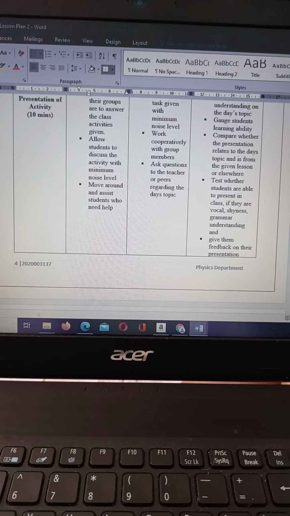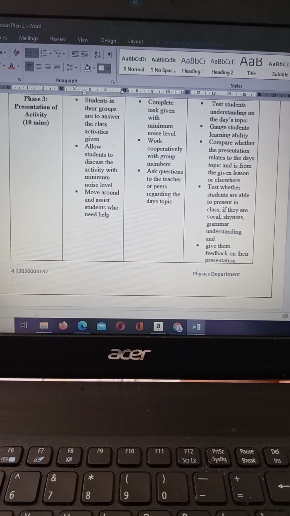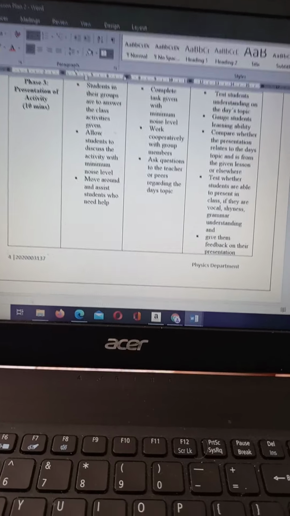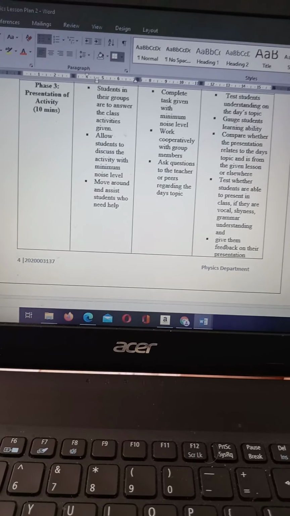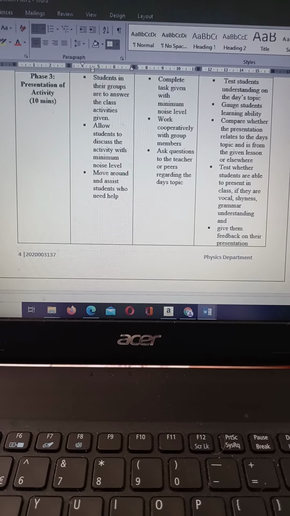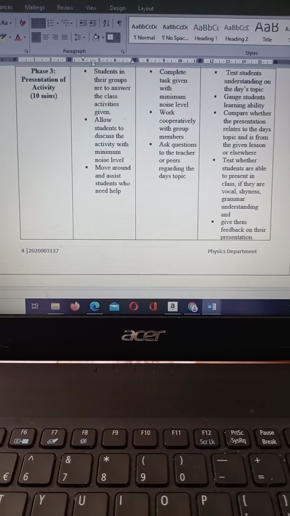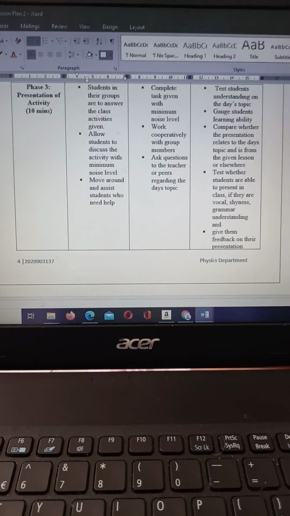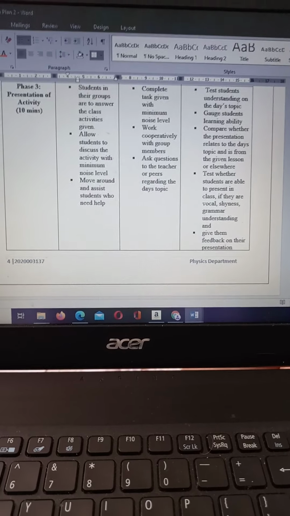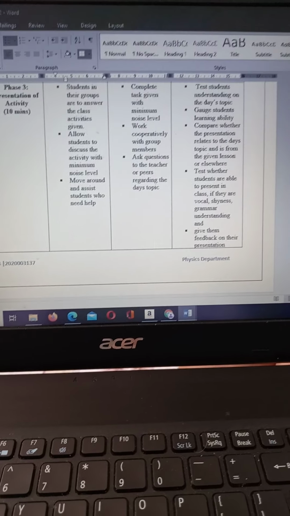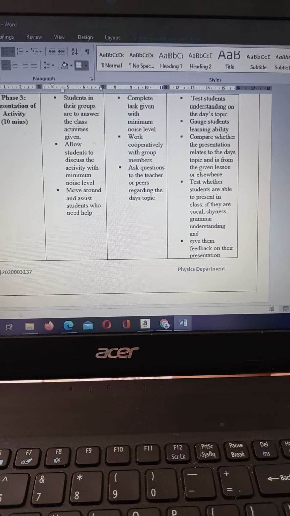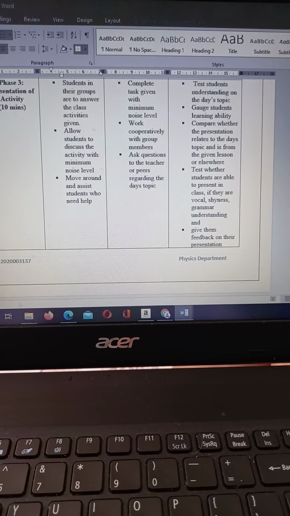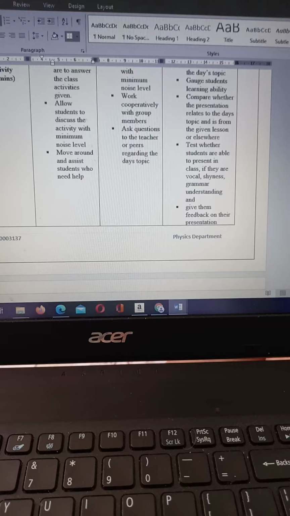Phase 3 is the presentation activity. This is also based on students' understanding of the day's lesson. So what would I do? I would let the students in their groups answer the class activities given. I will allow them to discuss with a minimum noise level, and my job is just to move around and assist those that need help. What do I expect of students? I expect students to complete the task given with minimum noise level and to work cooperatively with group members, and ask questions to the teacher or peers regarding the day's topic.